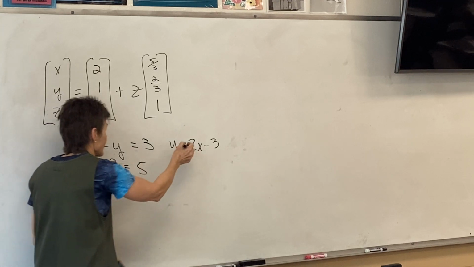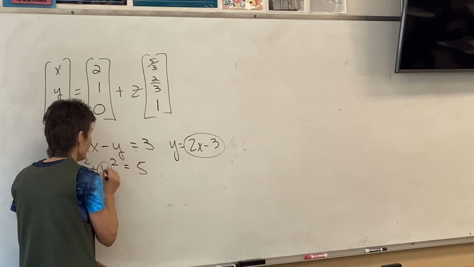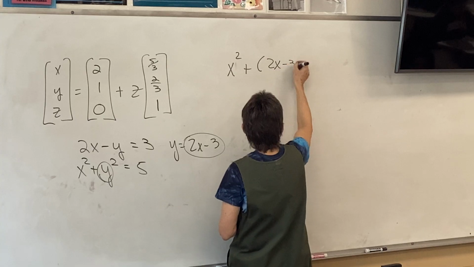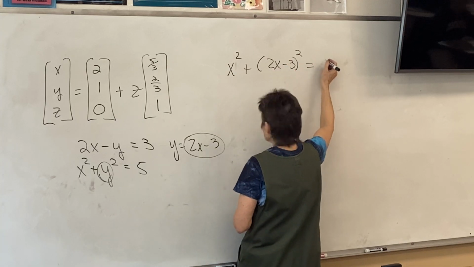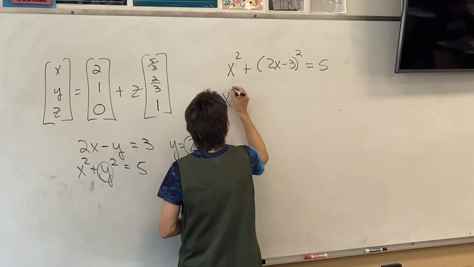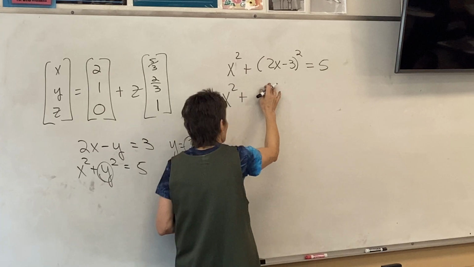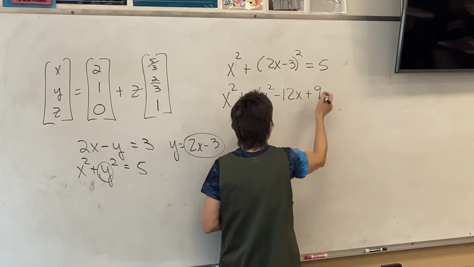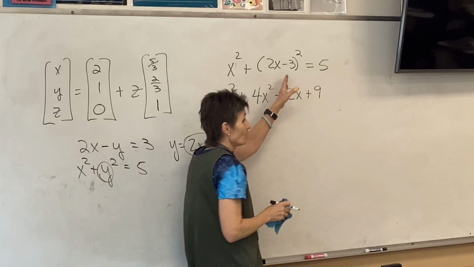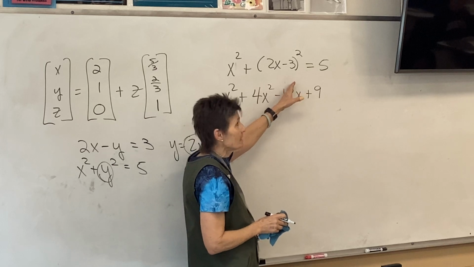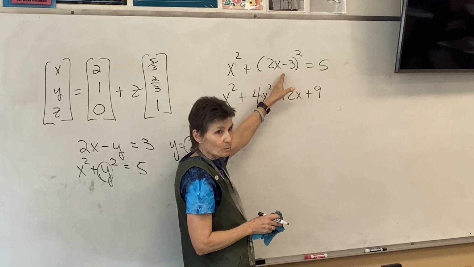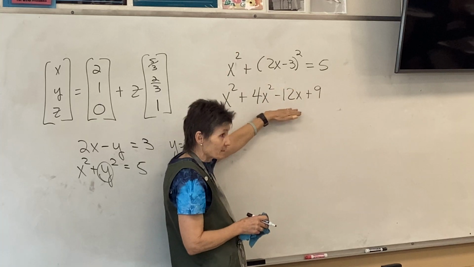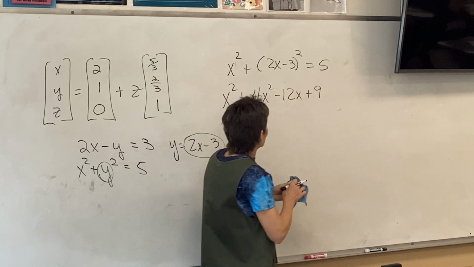So then I'll take this and plug it in right here. So I have x squared plus 2x minus 3 squared equal to 5. Alright, then we gotta FOIL it. That's a FOIL, good, so it's gonna be 4x squared minus 12x plus 9. Now, this is ancient, I do this for a living, I can do that in my head. If you can't, it's fine, you do it over here to the side, but you gotta FOIL it, equals 5.